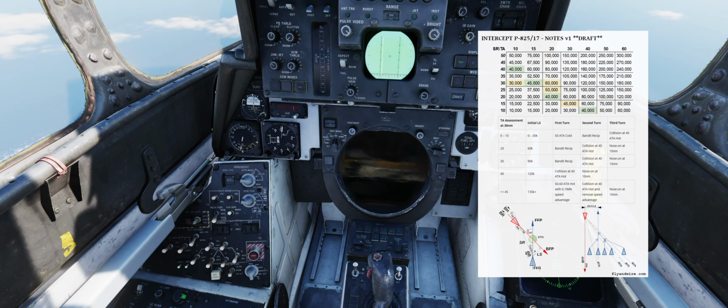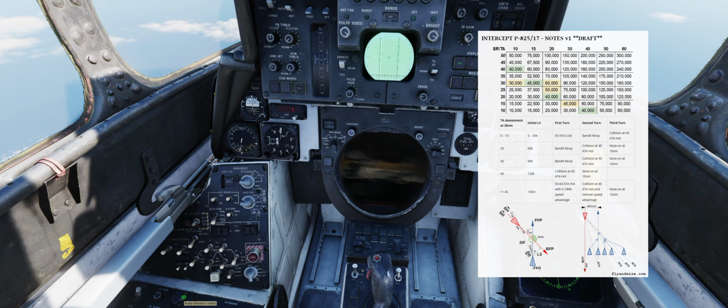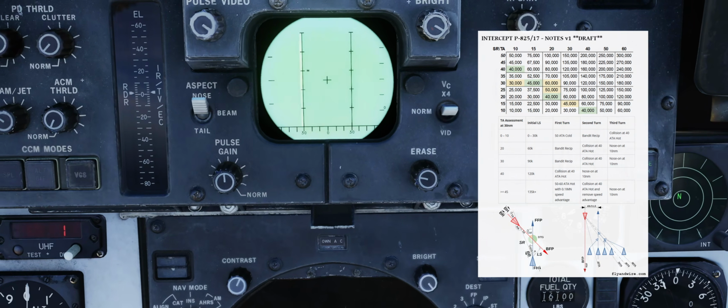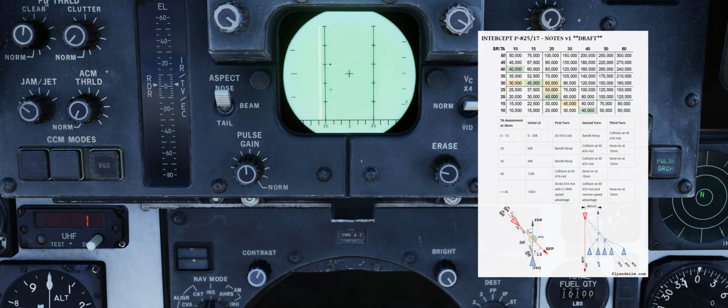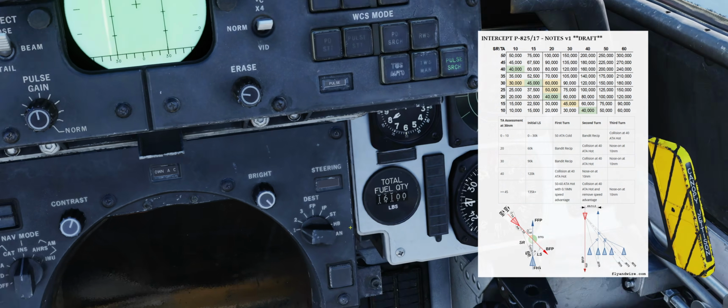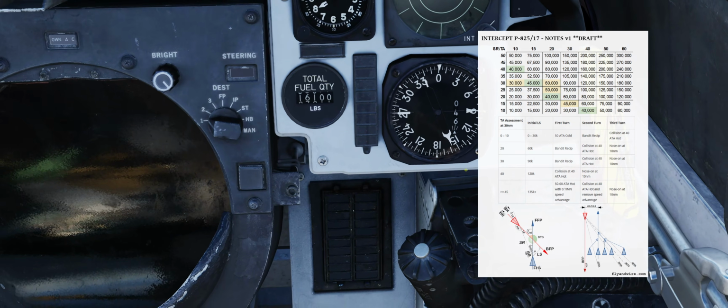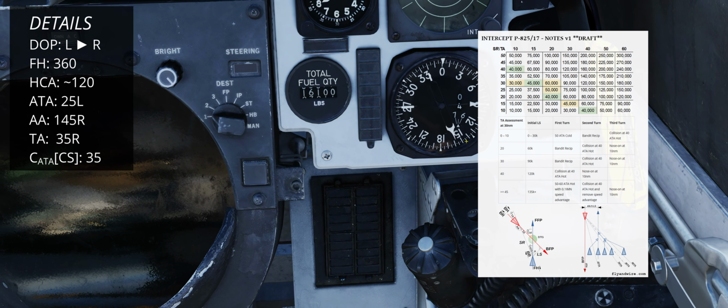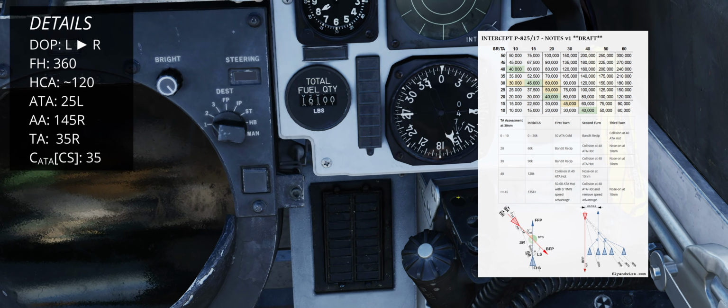When it comes to the gates, if you come from the Tomcat, you are surely used to the Navy's values. Let's stick to those for the moment. For simplicity's sake, we use the same setup as last time. The target is flying 120. The initial assessment gives us a radar hit at circa 60 miles, 25 left. Ergo AA equals 145 and TA 35.